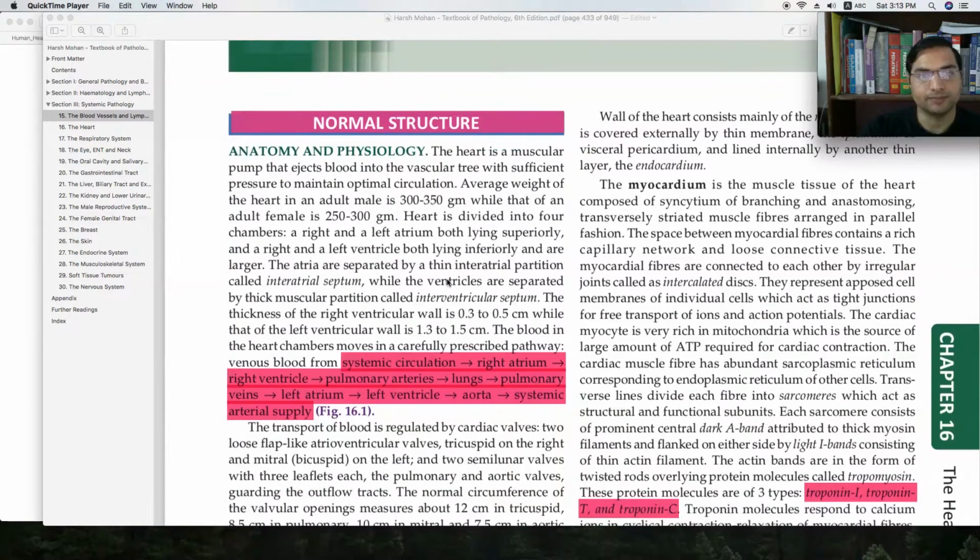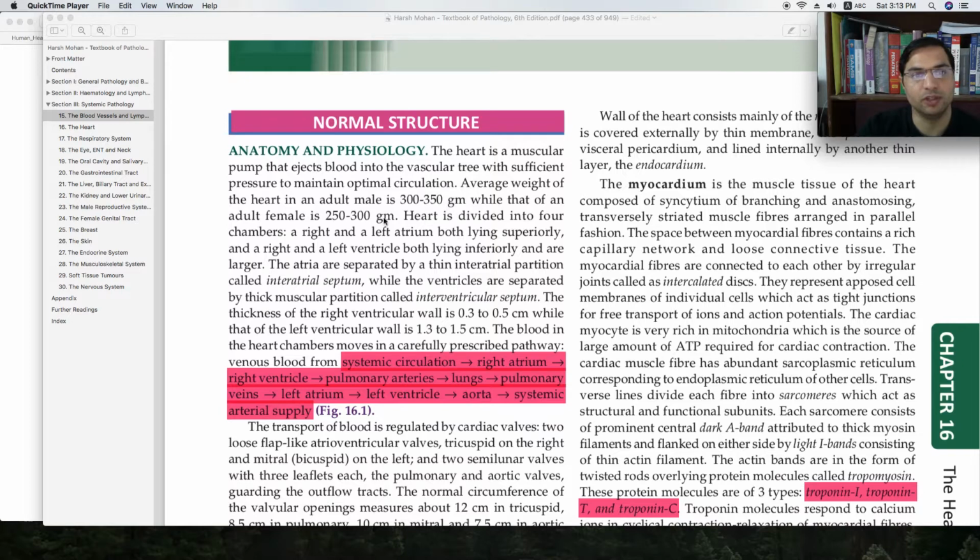So heart is a muscular pump that ejects blood into the vascular tree with sufficient pressure. We already know heart is a modified vascular structure, right? It is a blood vessel only which is modified, which has muscles, which pumps the blood so that the blood moves into the vascular system, right? So this heart in human, in adult male it is approximately 300 to 350 grams, whereas in female it is 250 to 300 grams.